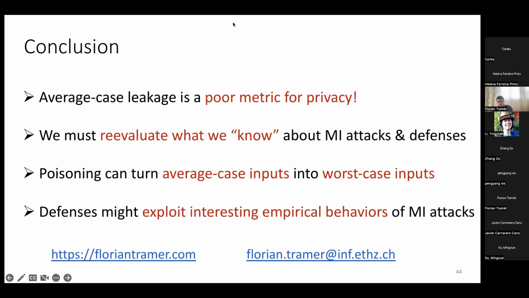But if what we consider is really our ability to evaluate the worst case leakage, then I think it's important to consider attacks that are quite overpowered in some sense, so that we don't underestimate how much privacy leakage there can be in these models.